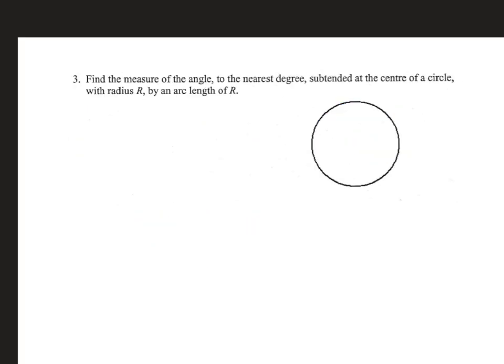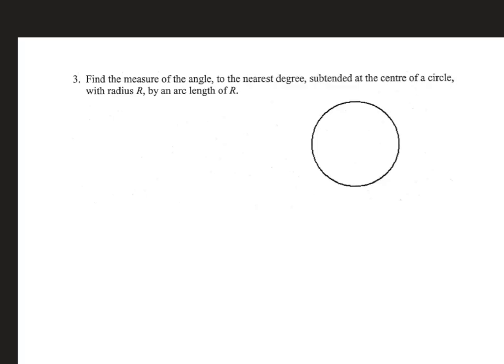So let's take a look at a little bit of a different situation. This is going to be applicable to what we've covered already today, but it's going to feel a little weird because I've given you no specifics. When you read problem 3, find the measure of the angle to the nearest degree subtended at the center of a circle with radius r by an arc length of r. Now, a couple things that we break down. First off, there are no specifics. What I mean by that is I haven't given you the size of the circle, the size of the radius, anything like that.